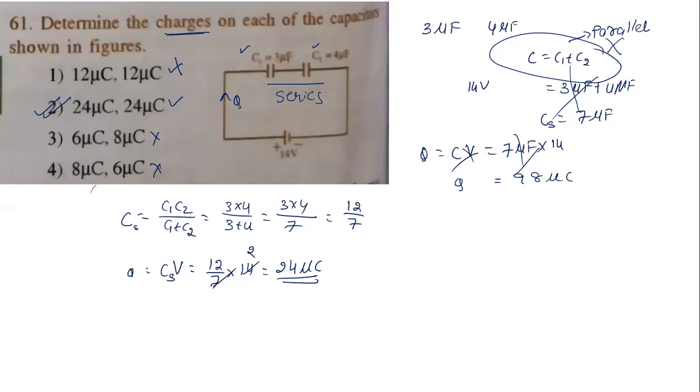Is that clear to you now? While solving, be very careful, don't get confused with series and parallel combination. When resistors are there, it is R1 plus R2. When capacitors are there, it is not C1 plus C2, it is C1 into C2 by C1 plus C2. That confusion will occur, so please take care of that properly. The next question we move on.